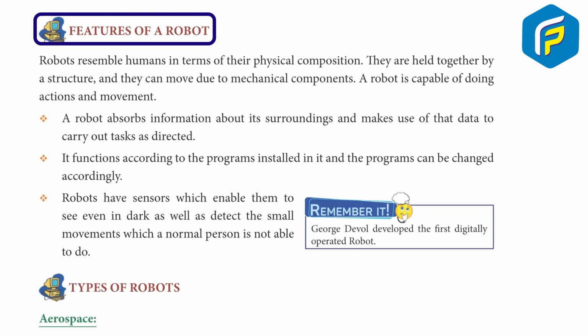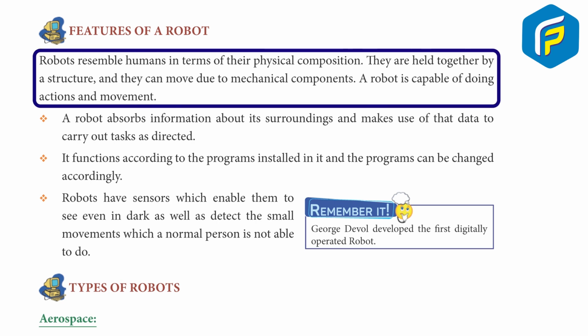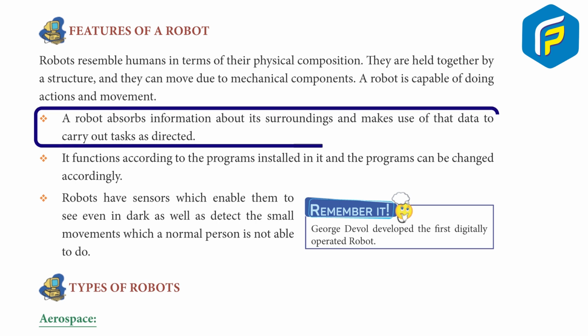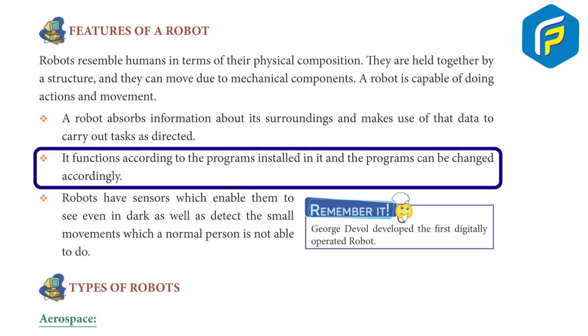Features of a robot. Robots resemble humans in terms of their physical composition. They are held together by a structure and they can move due to mechanical components. A robot is capable of doing actions and movements. A robot observes information about its surroundings and makes use of that data to carry out tasks as directed. It functions according to the program installed in it, and the program can be changed accordingly.